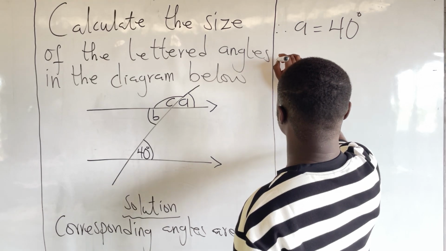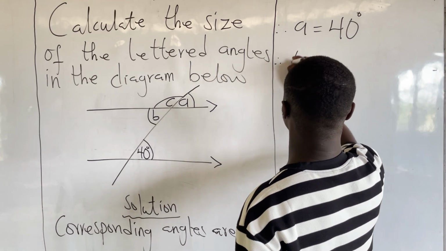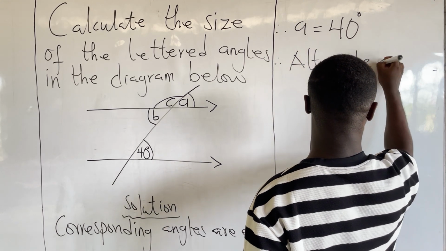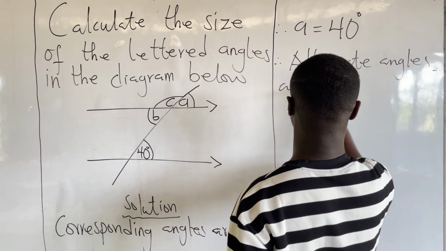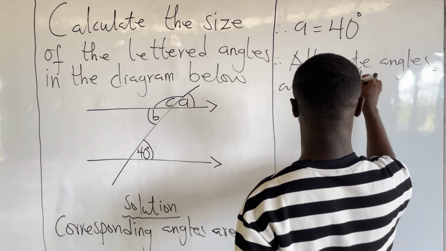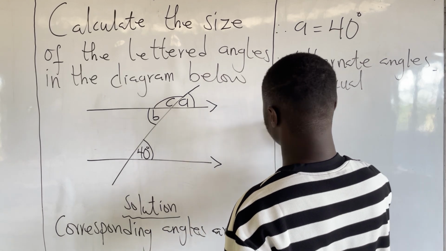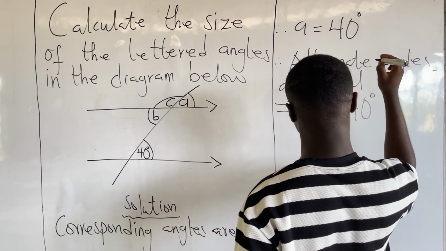So again, you can say alternate angles are equal, or they are the same. Therefore, this implies that B is equal to 40 degrees.